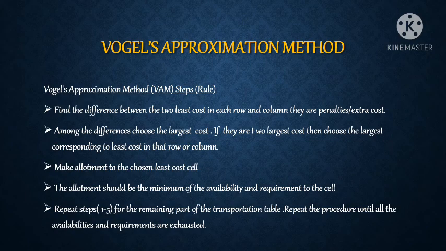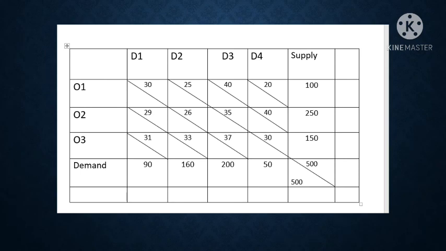Now we see one problem in this method. First, we need to check whether the problem is balanced or not. If the sum of all the supplies from sources O1, O2, O3 is equal to the sum of all the demands from destinations D1, D2, D3 and D4, then the transportation problem is balanced. If the problem is not balanced, we use the concept of a dummy row or a dummy column to convert the unbalanced problem into a balanced one. Here the supply values are 100, 250, 150, which equals 500. The demand values are 90, 160, 200, 50, which equals 500. Then it is a balanced transportation problem.